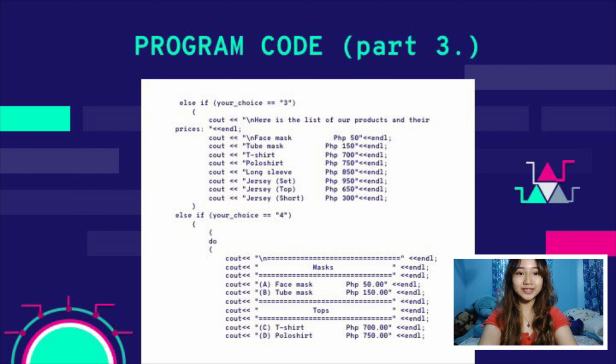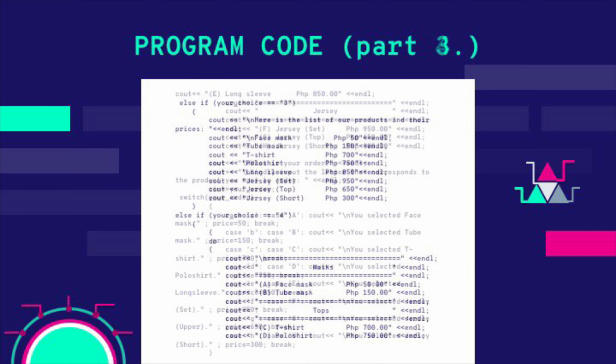For choice number 3, all the products together with their corresponding prices will be displayed. And for the last feature, number 4, the customer will be directed to the order system wherein each product has a corresponding letter to enter the desired order.